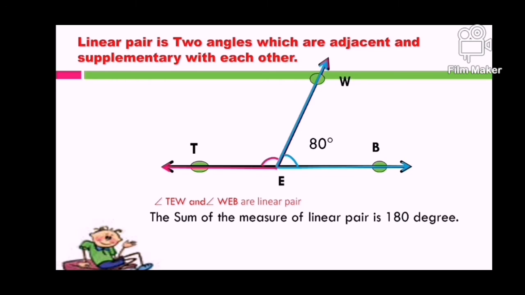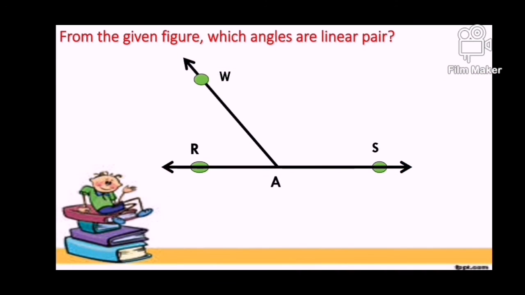If the measure of angle WEB is 80 degrees, therefore the measure of angle WET or angle TEW is 100 degrees. From the given figure, which angles are a linear pair? Angle WAS and angle WAR are a linear pair.